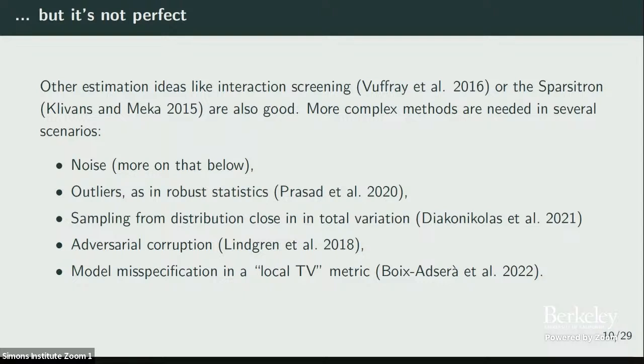There are other ideas out there for estimating this tree. Interaction screening or the sparsitron are also very good ways of estimating sparse graphical models. And if you're not quite in the plain situation that I mentioned before with this tree structured model, like if you have noise, or if you have outliers, or if you're actually not sampling from a distribution but close by to a tree distribution, or somebody has corrupted some of your samples adversarially, or if you have a different type of model misspecification, you're close to a tree, but again, in a different sense. In all of these cases, you need something more fancy than Chow Liu.